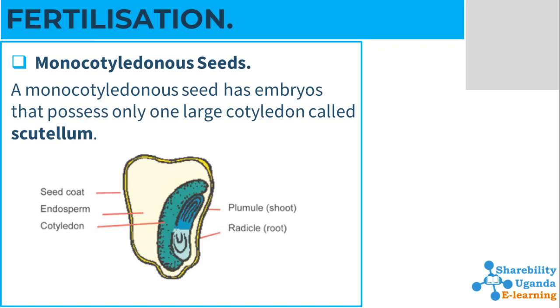Monocotyledonous seeds are seeds with embryos that possess only one large cotyledon called a scutellum. As an example, we have a maize seed. A maize seed is a good example of a monocotyledonous seed. It has a seed coat, endosperm, cotyledon, plumule, and the radicle.